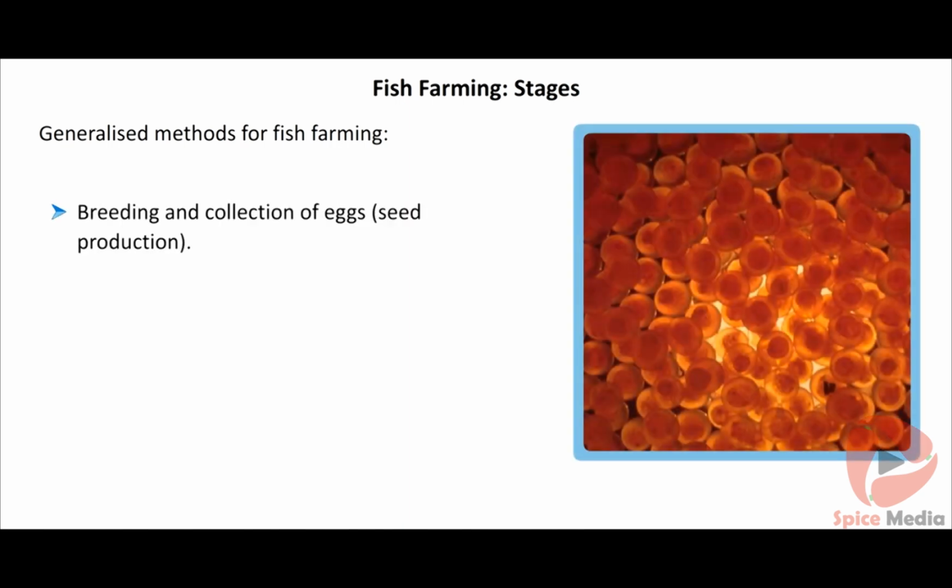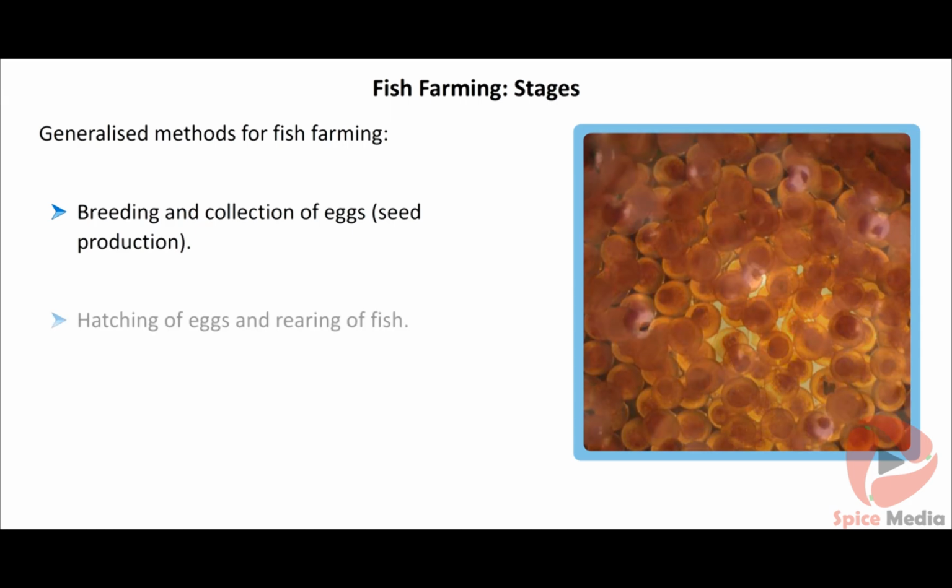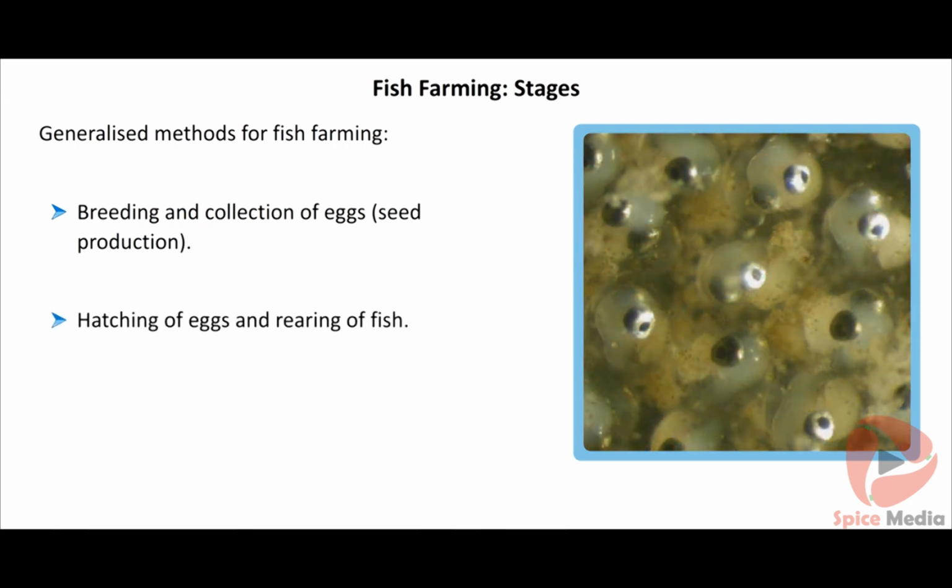Fish farming stages. Different methods of fish farming are adopted for different types of fishes. Some generalized methods can be classified into two main stages: breeding and collection of eggs, hatching of eggs and rearing of fish. Breeding and collection of eggs is also known as seed production. Collection of eggs.